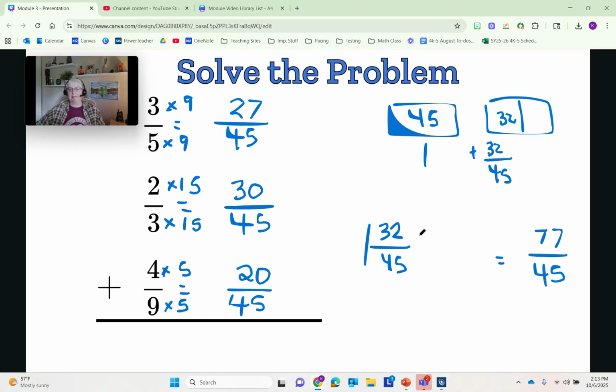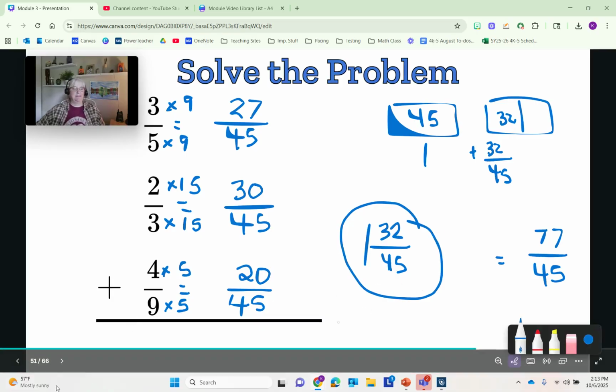I don't think that can be reduced. This is going to be the final answer. If somebody figures that that can be reduced to simplest forms, let me know. I'm looking at it and I'm thinking it can't. They don't have anything in common. They don't have 2, they don't have 3, they don't have 5, they don't have 7. Nope, I think that's it.